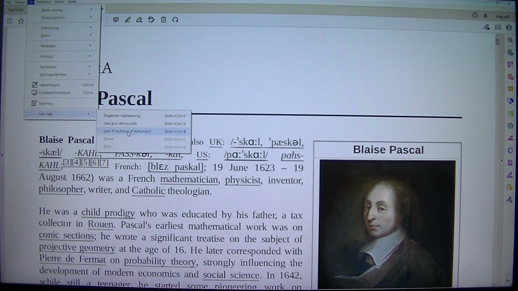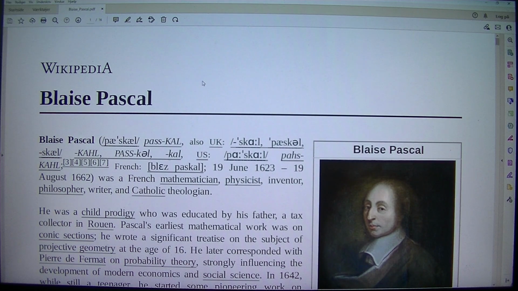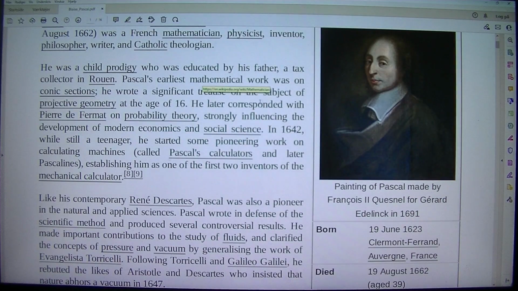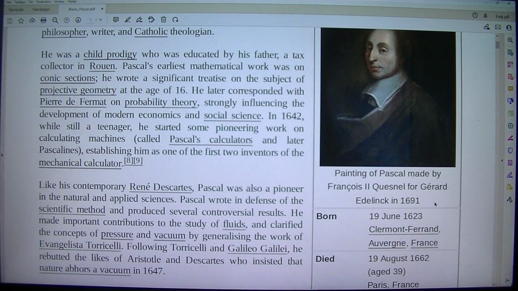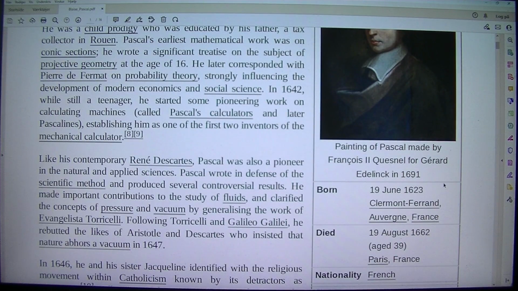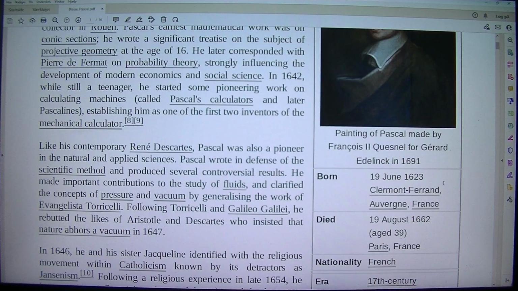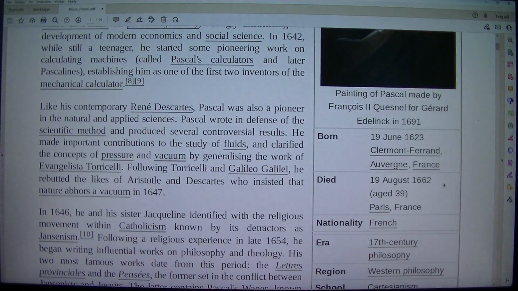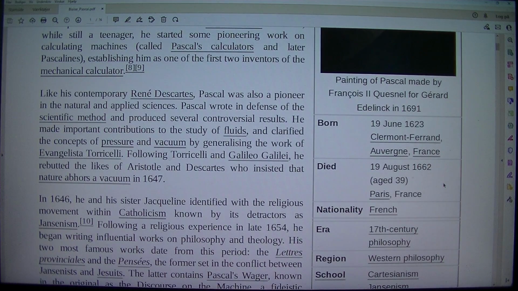Let's read to the end of the document. Blaise Pascal. Blaise Pascal Versailles.jpg. Painting of Pascal made by Francois II Quesnel for Jure de Delink in 1691. Born 19 June 1623, Clermont-Ferrand, France. Died 19 August 1662, aged 39, Paris, France.